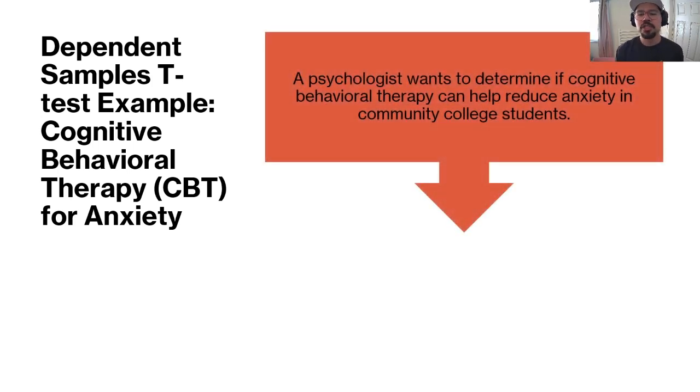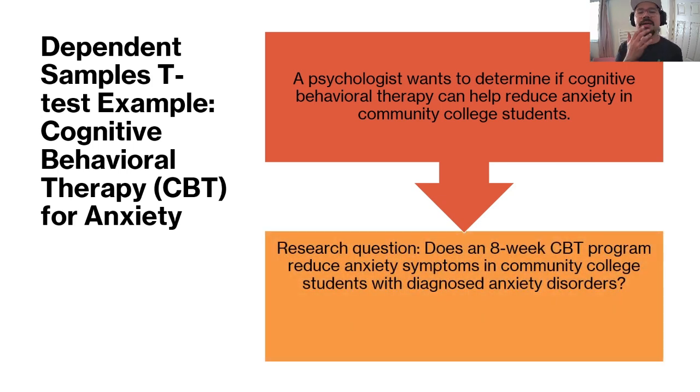So let's take a look at an example of dependent samples t-test, specifically using cognitive behavioral therapy. A psychologist wants to determine if cognitive behavioral therapy, CBT, can help reduce anxiety in community college students. Turning this into a research question: does an 8-week CBT program reduce anxiety symptoms in community college students with diagnosed anxiety disorders? We still want to learn how to identify independent and dependent variables.